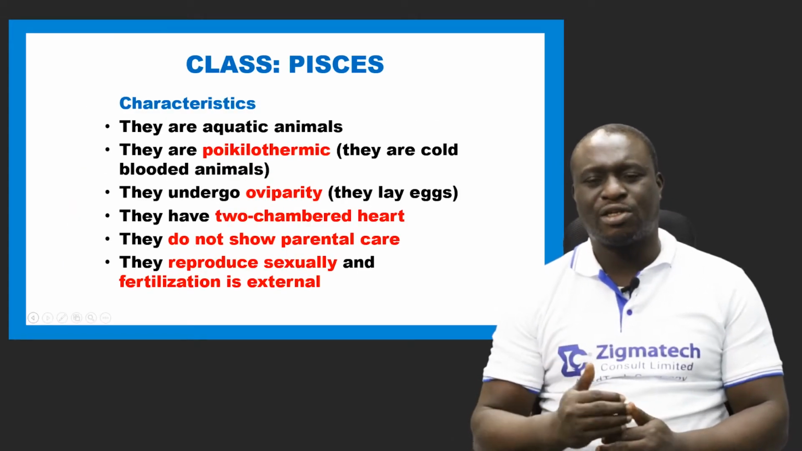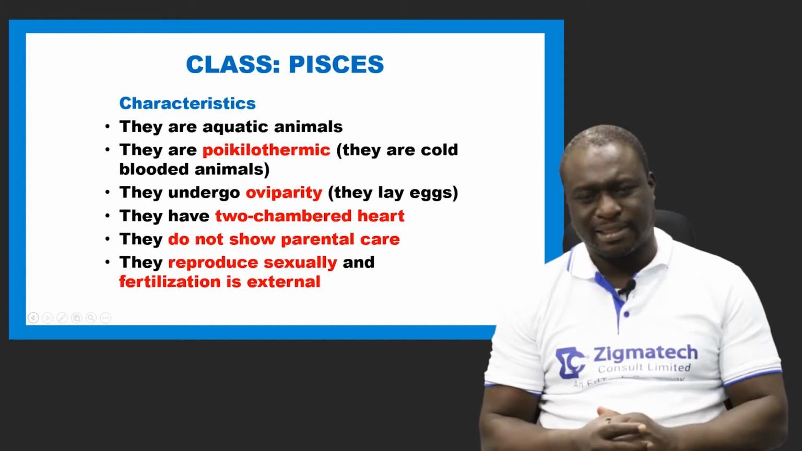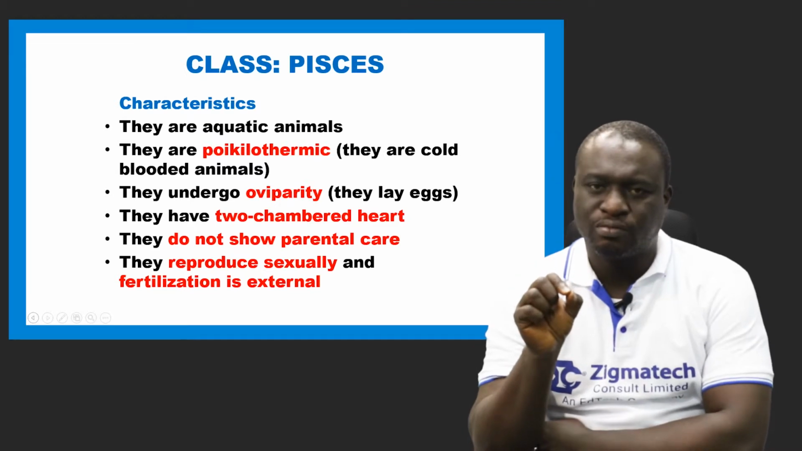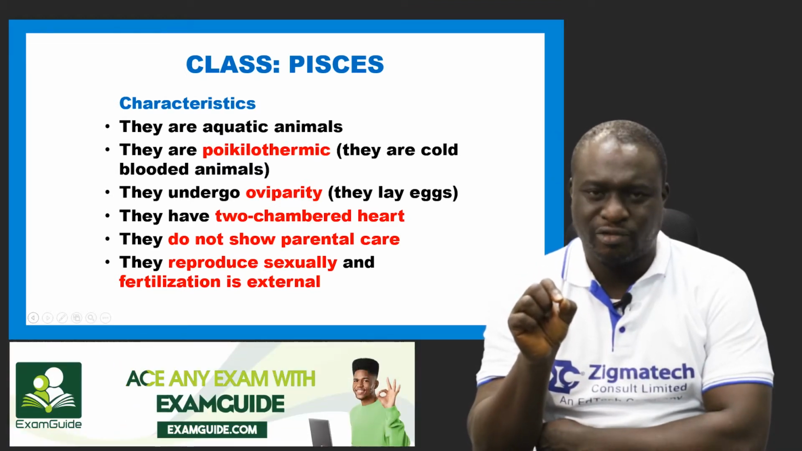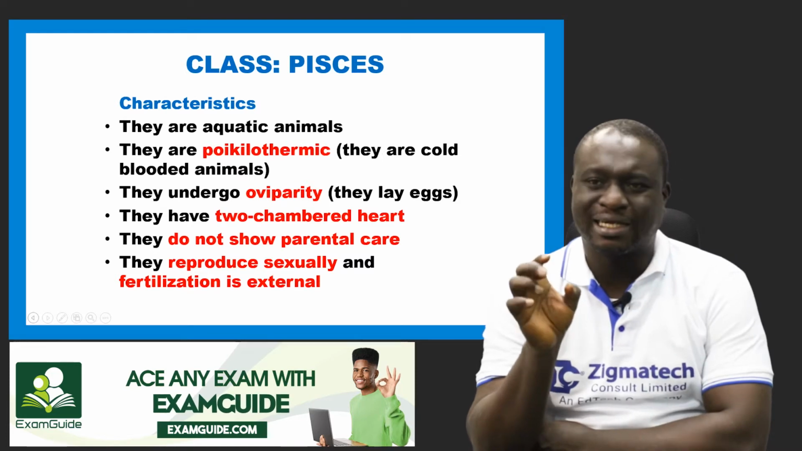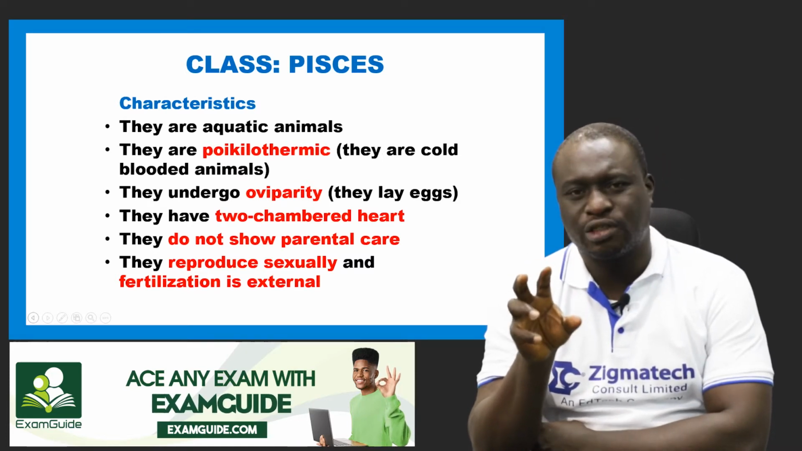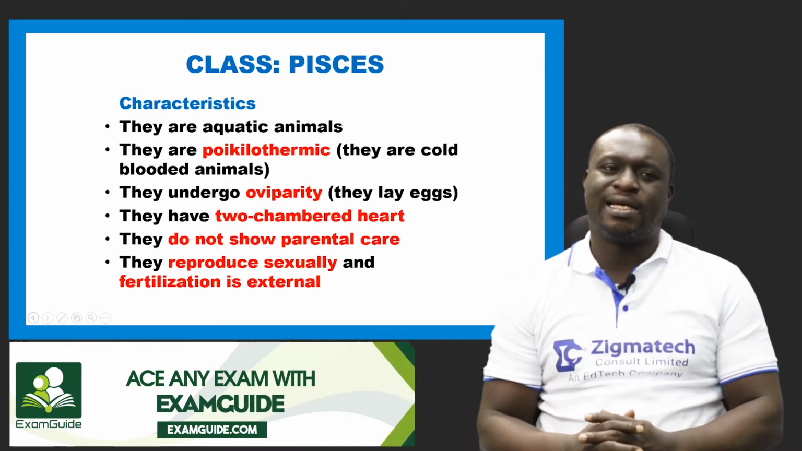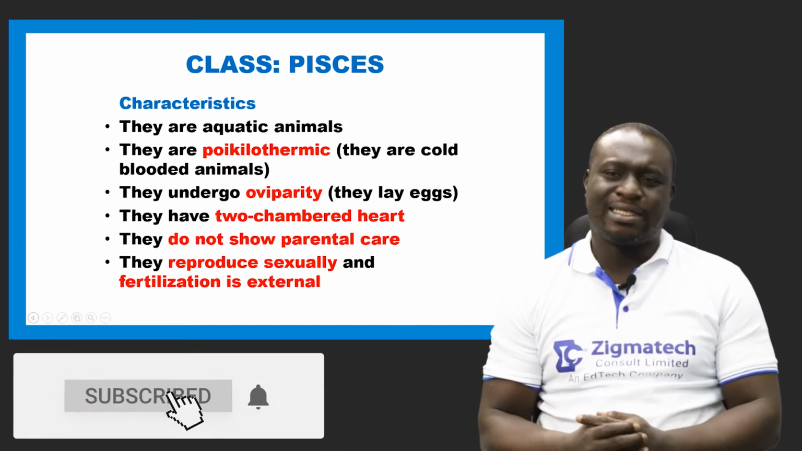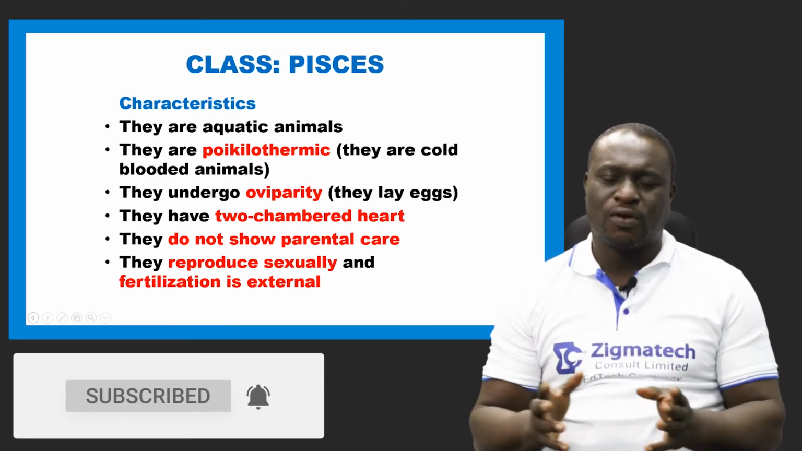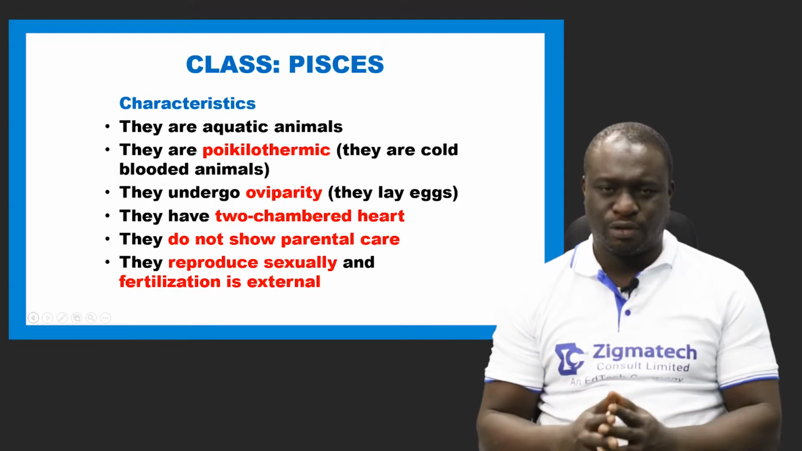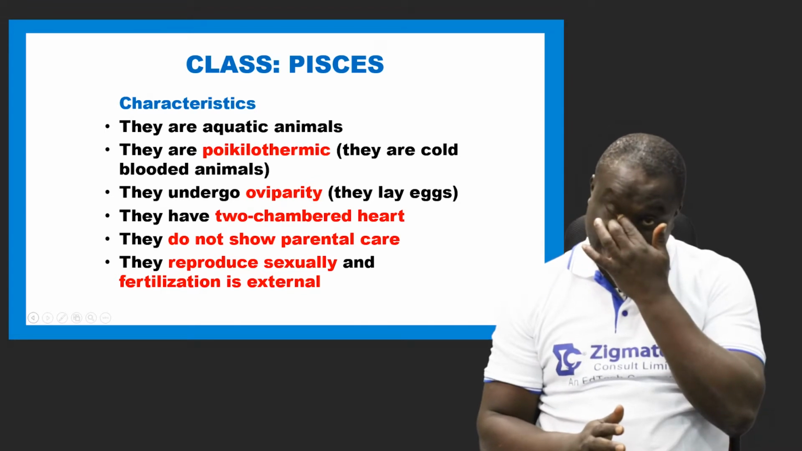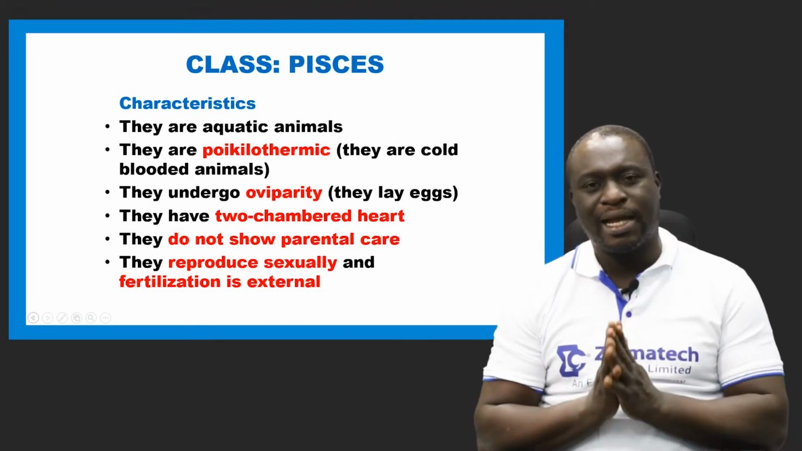Now there are several characteristics you should take note of on the Pisces. And please take note of the words that are highlighted in red color. They are keywords that will help you in your exams. The first one is that all Pisces are aquatic organisms or aquatic animals. It means they live in an aquatic habitat.